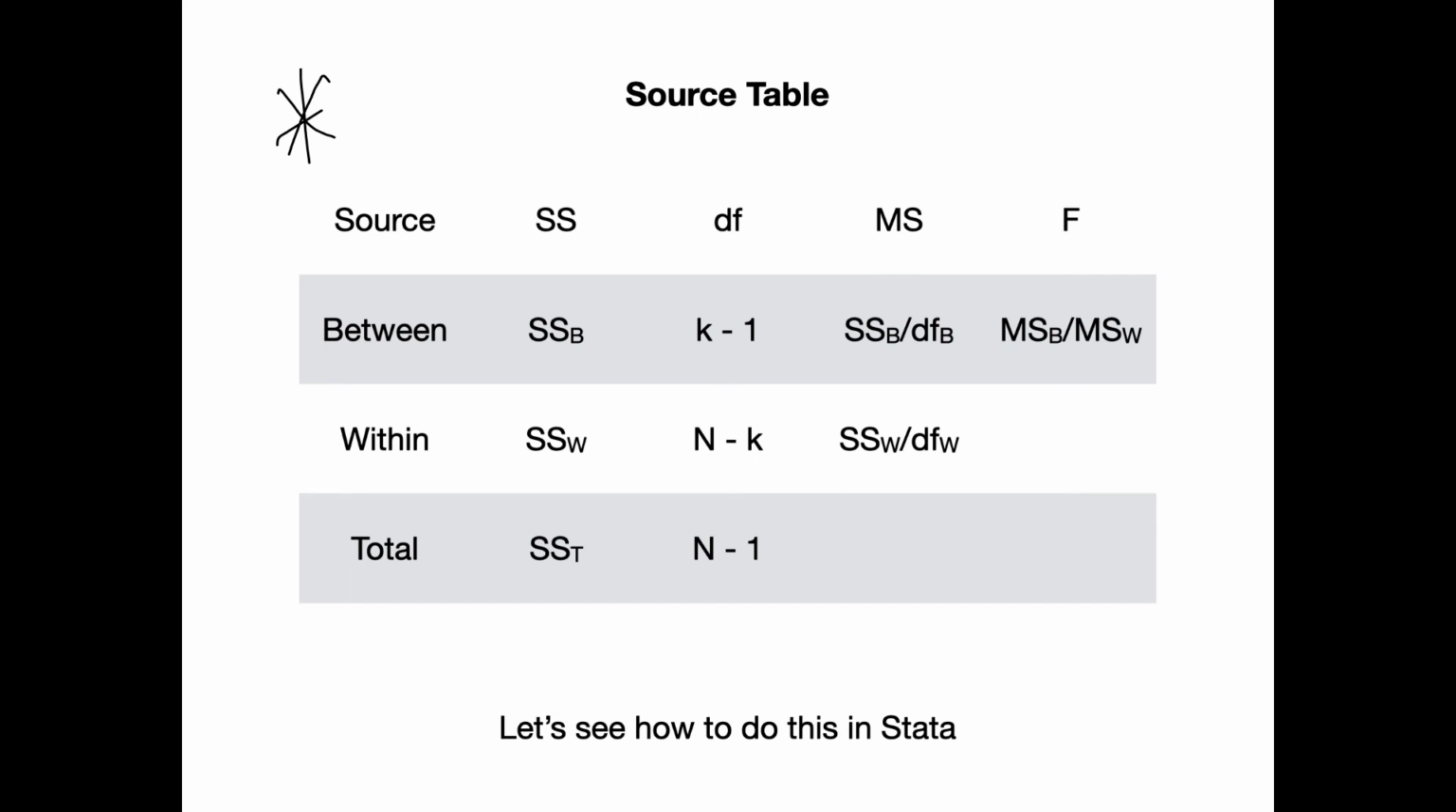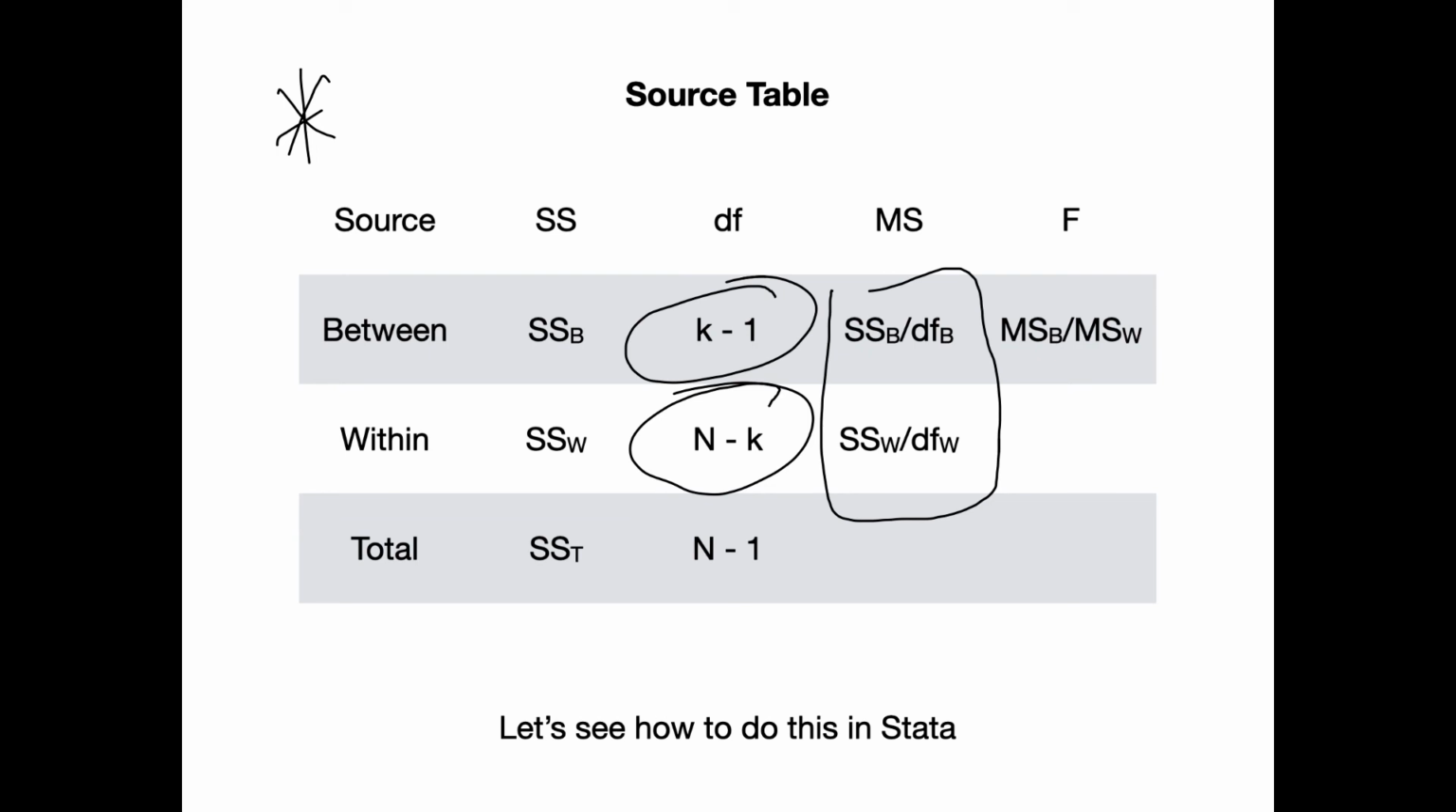What are the degrees of freedom in a one-way ANOVA for each source of variability? How do you construct the mean squares? So if I were to give you sums of squares and some degrees of freedom, construct the mean squares and F.